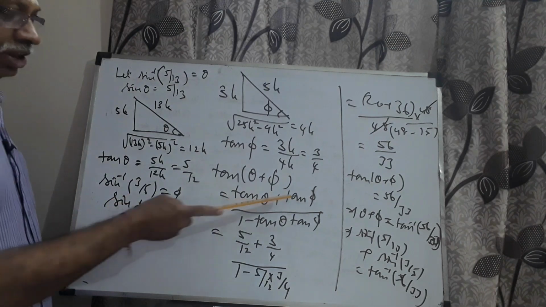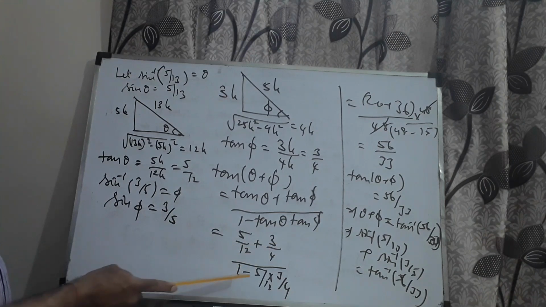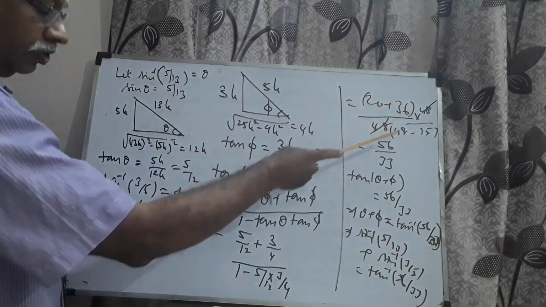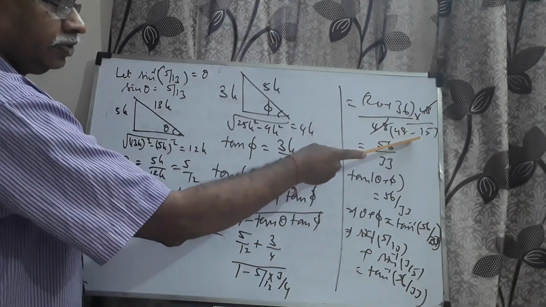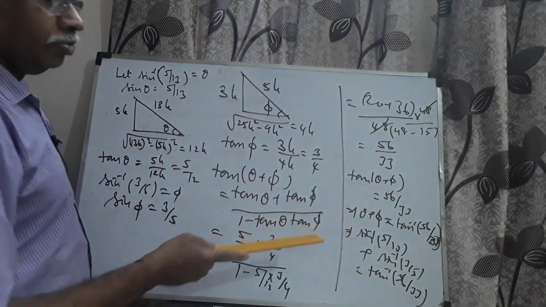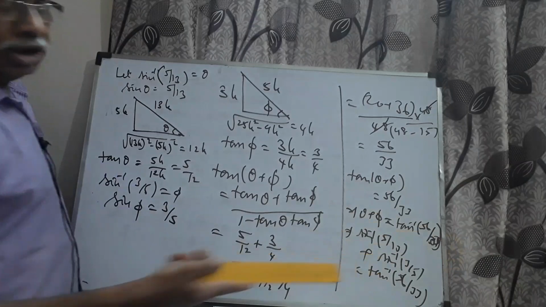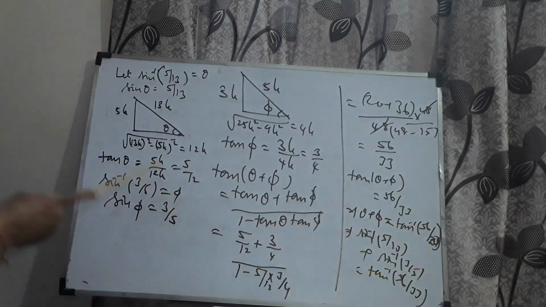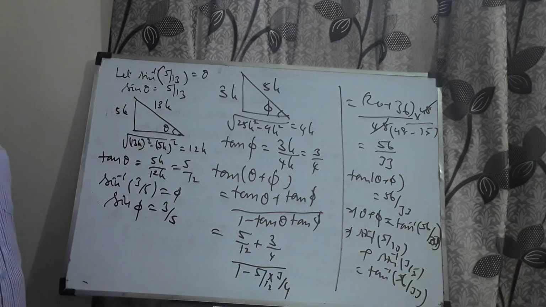Now here it is tan theta plus tan phi over 1 minus tan theta tan phi. 5 by 12 plus 3 by 4 over 1 minus 5 by 12 into 3 by 4. Taking LCM, 20 plus 36 by 48 over 48 minus 15 by 48. Denominator I am taking LCM, and numerator also I am taking LCM. It's reduced to 56 by 33. Taking tan to the other side, theta plus phi gets reduced to tan inverse 56 by 33. So sin inverse 5 by 13 plus sin inverse 3 by 5 gets reduced to tan inverse 56 by 33.